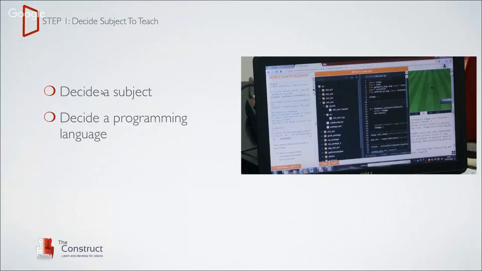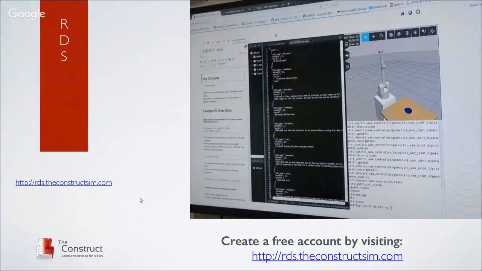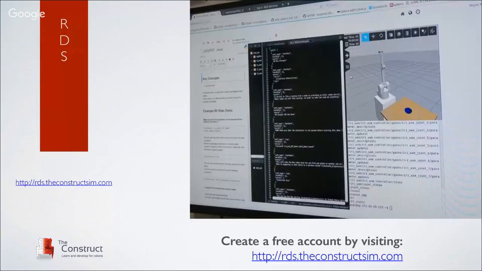So decide the subject and decide a programming language. So the programming language is the language in which your students will do the exercises. And if you use ROS, you can use Python or C++, of course, because we are using ROS, okay? So in the case of our course, we are going to create a course along these different steps, okay? So step 0, we created the account.